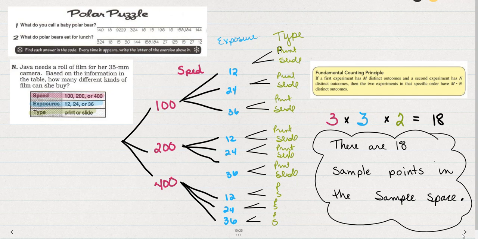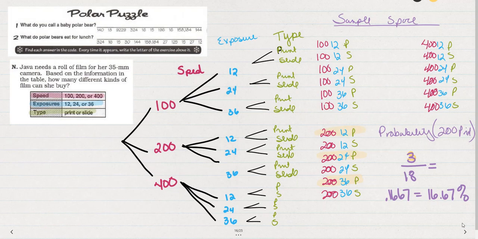So let's instead look at how we could do this problem using the fundamental counting principle. There's 3 ways to choose the speed, 3 ways to choose the number of exposures, and 2 ways to choose the type. So there's a total of 3 times 3 times 2. And the way I do that is I say 3 times 3 is 9, and 9 times 2 is 18. So I hope you're doing it mentally, not pulling out a calculator for this arithmetic. But we get that there's a total of 18 sample points in this sample space.